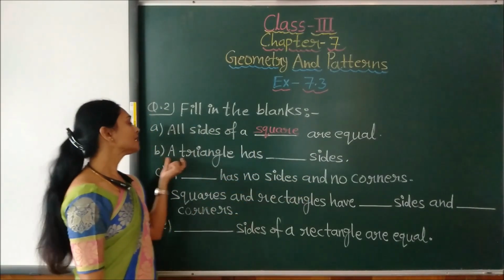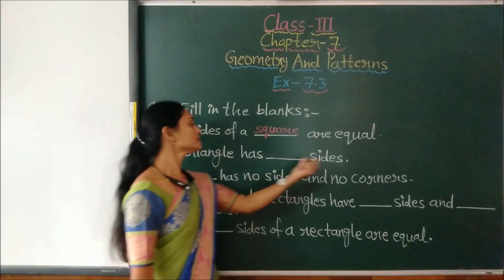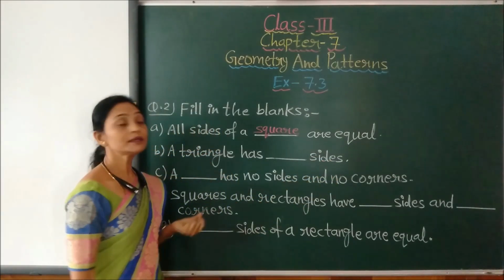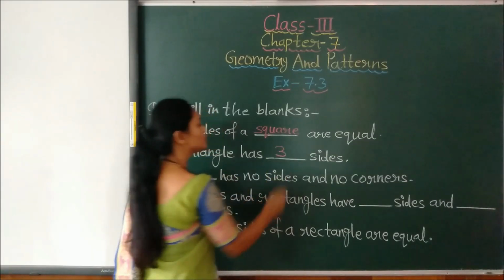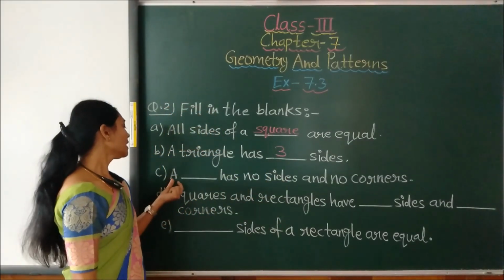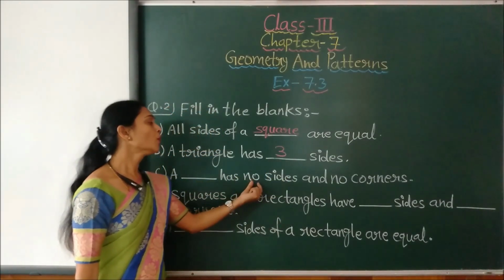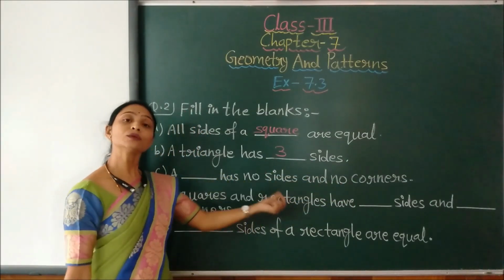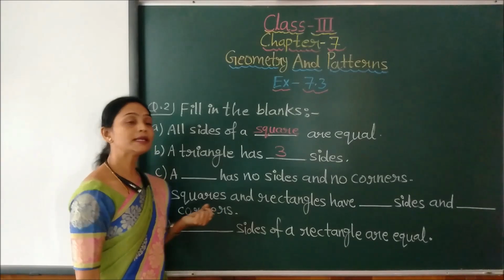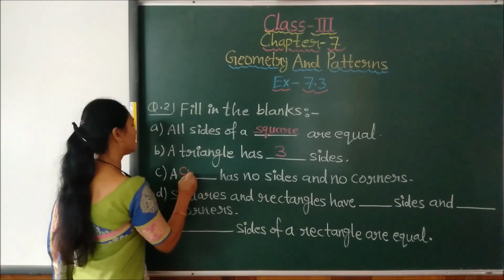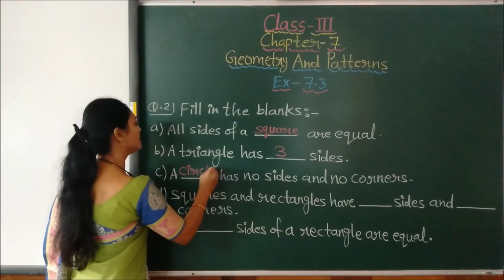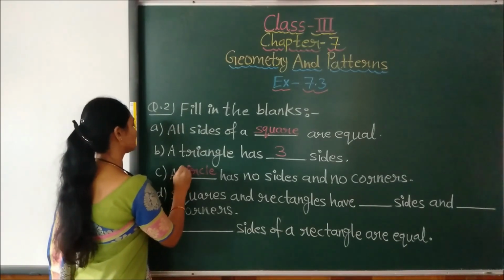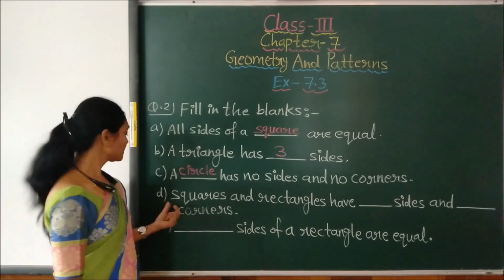Then a triangle has dash sides. How many sides are there in a triangle? There are 3 sides. So here we have to write 3. Then a dash has no sides and no corners. Which shape is having no sides and no corners? That is circle. So here we have to write circle. Then this fourth one we will see.